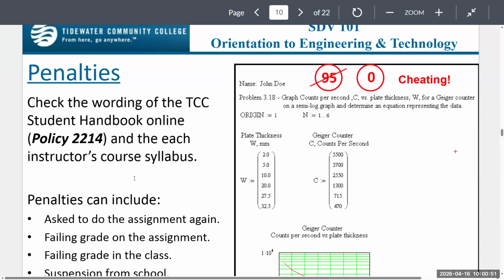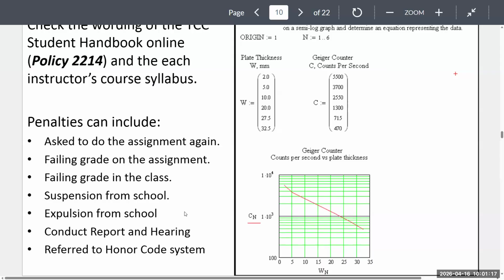So what are the penalties for cheating? Check the wording of the TCC Student Handbook online, Policy 2214. And make sure you read carefully the instructor's syllabus about working together or cheating or things like this, okay? What are some of the penalties? Penalties can include being asked to do the assignment again. Your teacher may give you the assignment again. Most likely they'll change the assignment. They won't give the exact assignment. They might give you a failing grade on the assignment. A lot of them do that. Some may go as far as just failing you in the class.